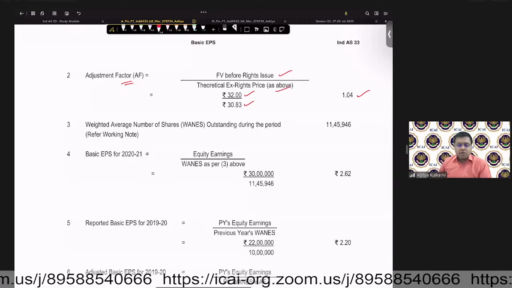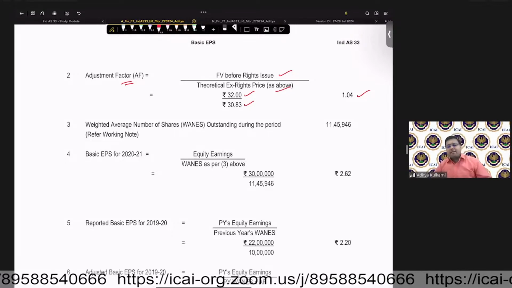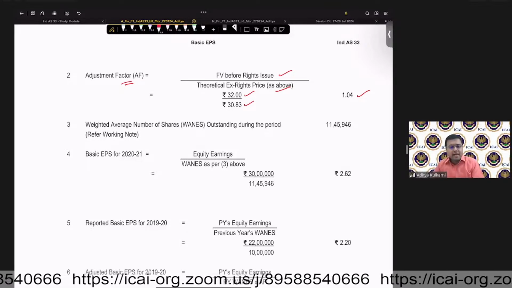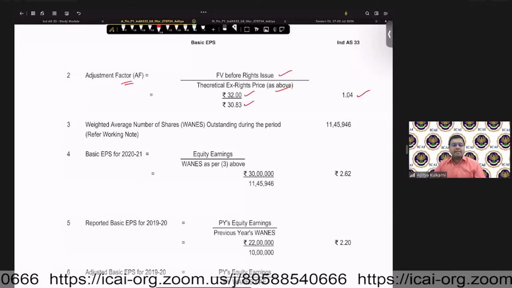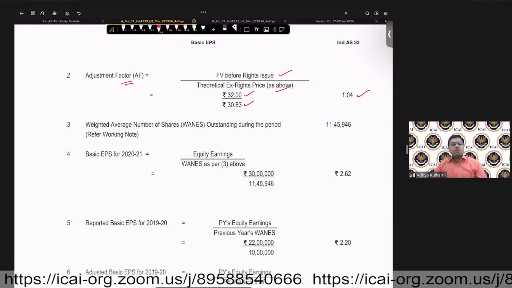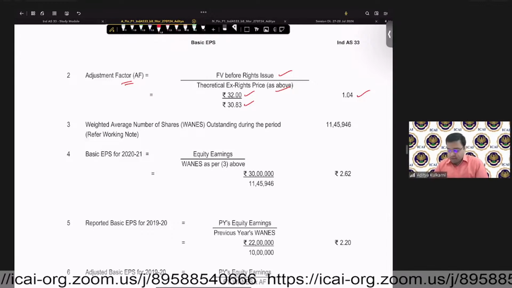Okay, I'll explain that. I'll come to your query, Abrikesh. Just give me 5 to 10 minutes. I will explain this working, then we will look at the reasoning behind following this working, and then I hope that you will be able to understand the whole mechanism. So the adjustment factor is 1.04.